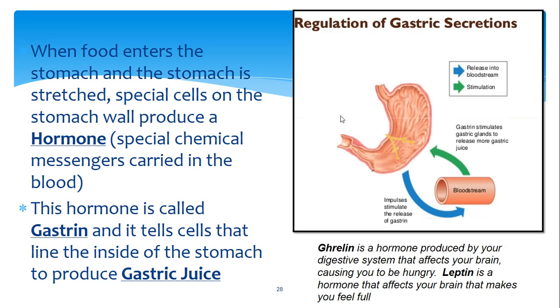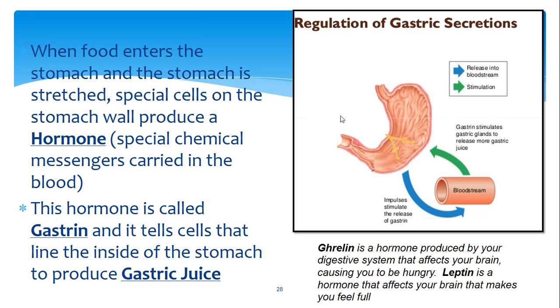So when you eat, food enters into the stomach and the stomach is stretched. And when the stomach gets stretched, there are special cells in the stomach that are stimulated and they produce a chemical that goes out into your bloodstream. Chemical messengers that are carried by your blood are called hormones.